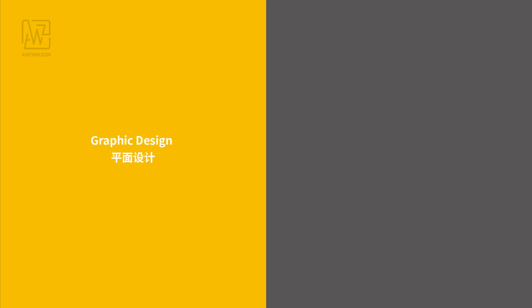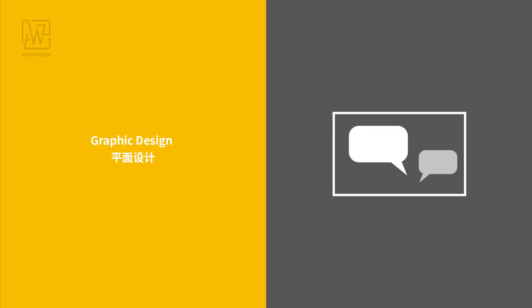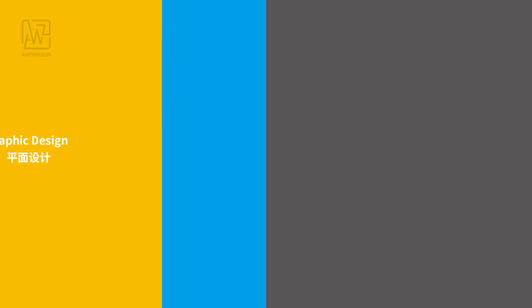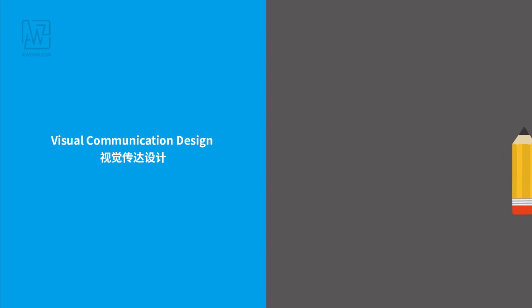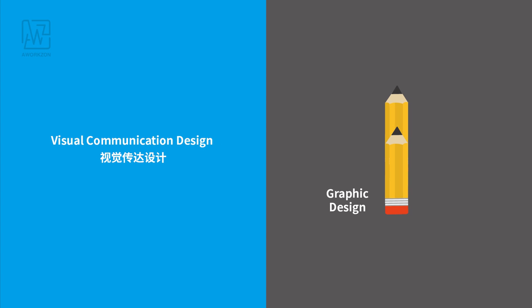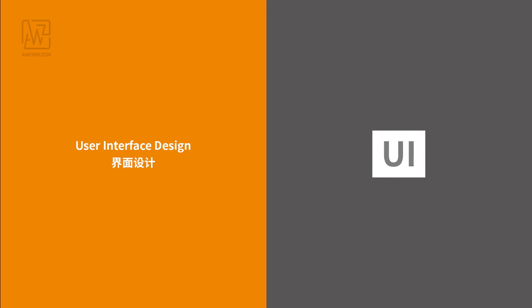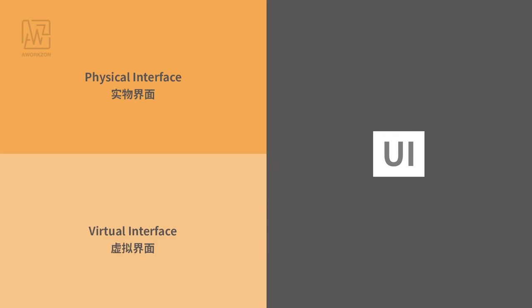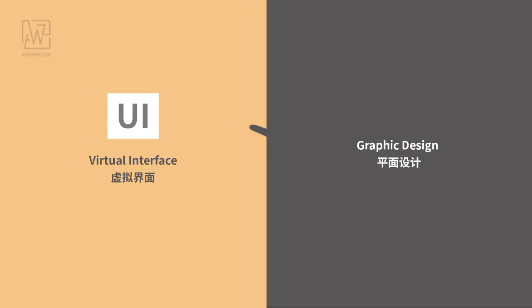Let's make a conclusion. Graphic design is a general term for 2D design that conveys and communicates information. It is the earliest and the most traditional term. Although visual communication design expands the boundaries of graphic design, it is still graphic design. UI design includes physical and virtual interface design. We usually refer to virtual interface design. It is branched from graphic design and has relatively independent application directions.